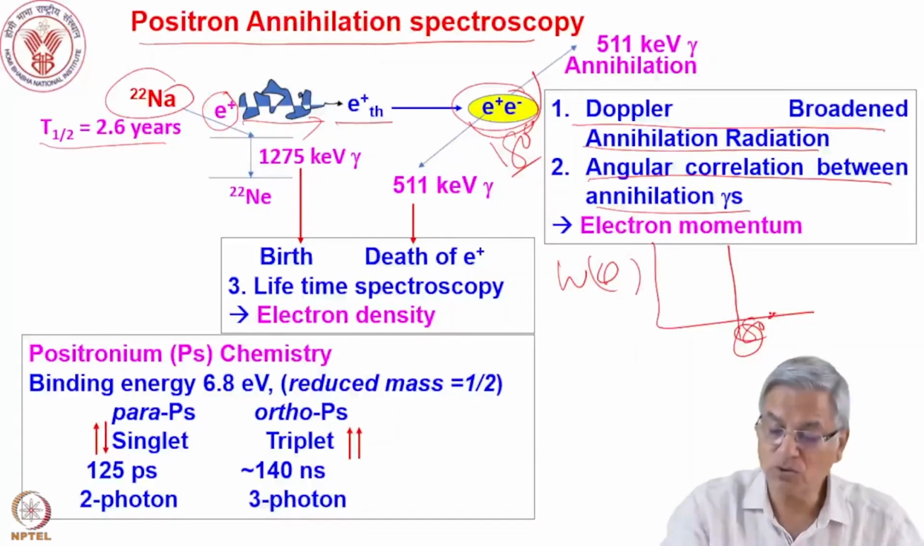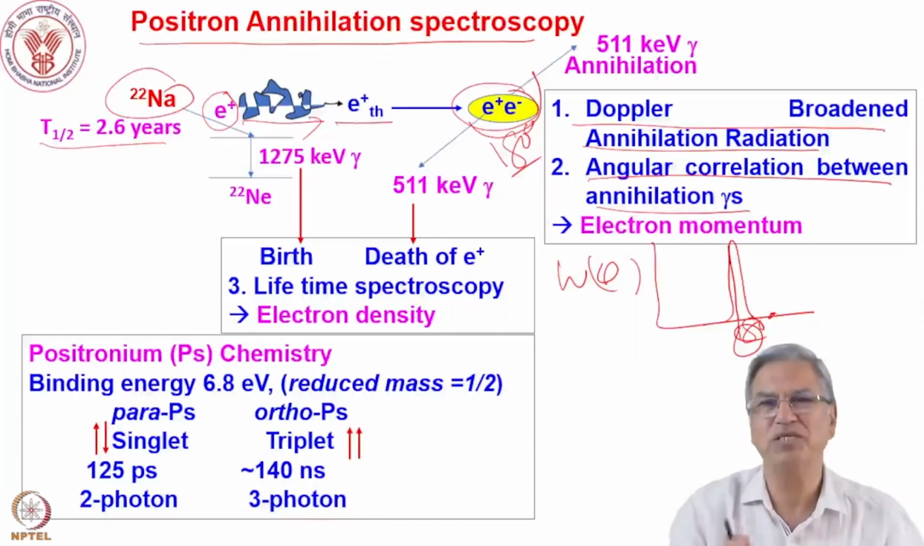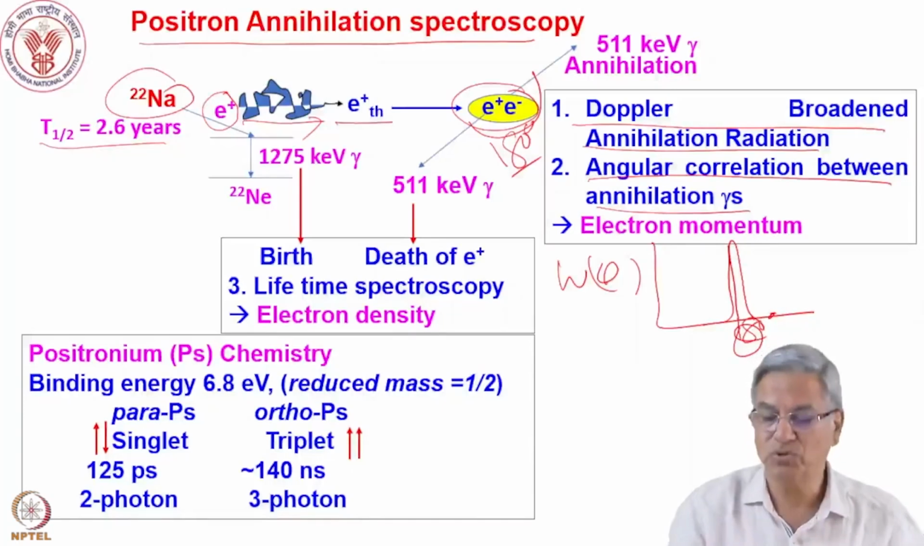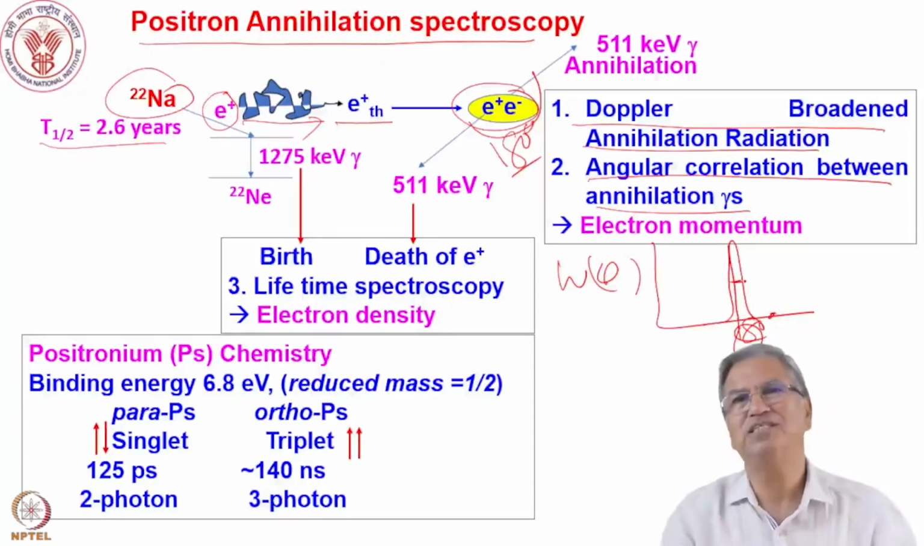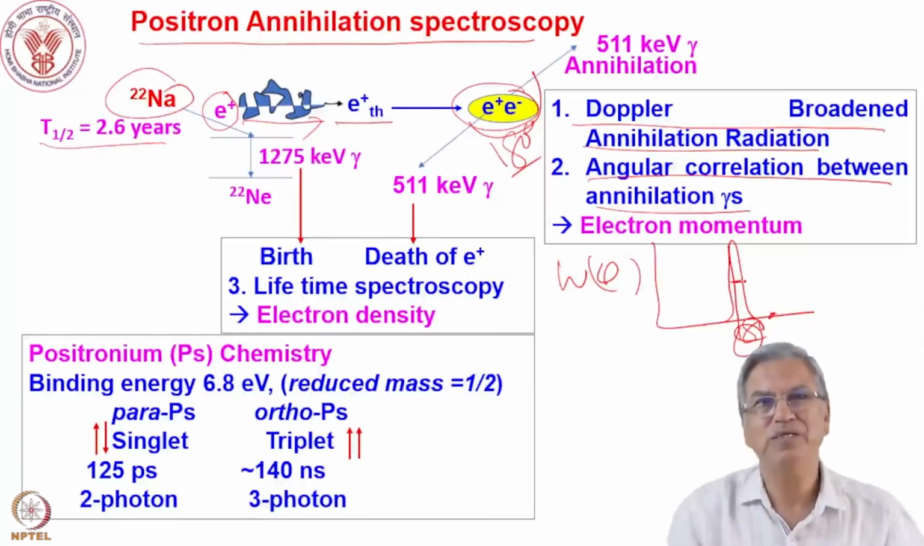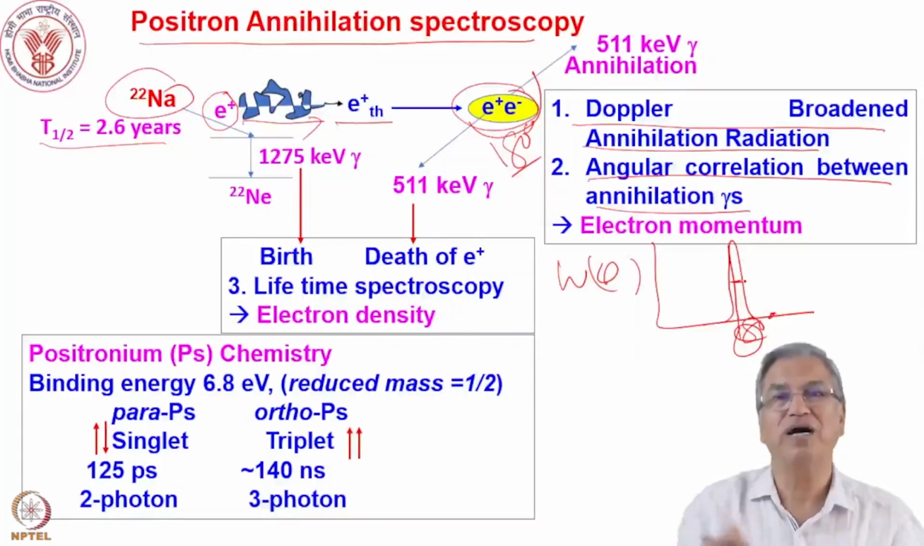But because of the electron momentum, there is an angular correlation. So more than plus minus 180, there are some counts. So this angular correlation, deviation from 180 degrees, is again because of the momentum of the electron. So you can study what type of electrons are involved when the positron is annihilated.